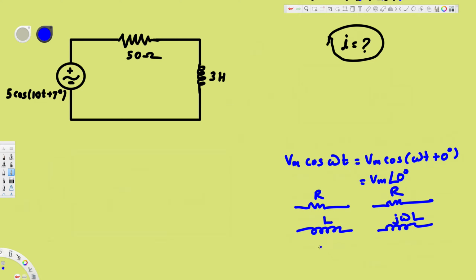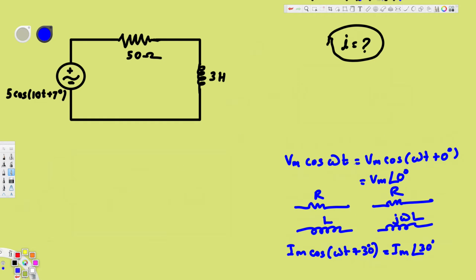We also have to know what's going to happen to the current. Let's say we have Im cos omega t plus 30 degree, and if we convert this into phasor, it's going to become the same as this one. We are going to have Im and the angle 30 degree. Okay, so these are the things we need to know before we do this problem. Now we can go ahead and do this problem.